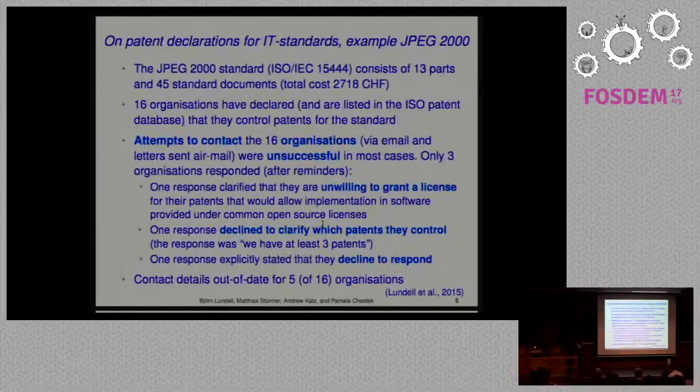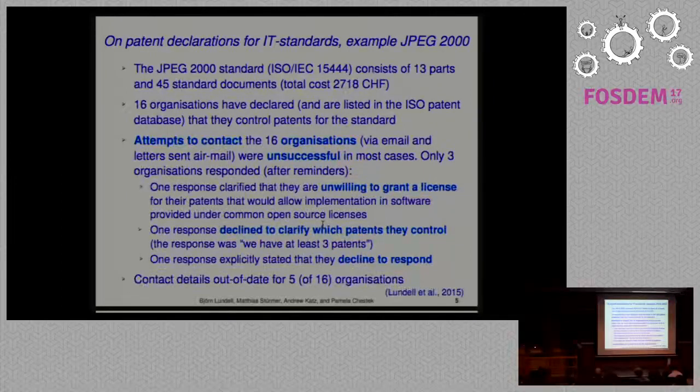To give you one example of what we have looked at in another study, we have tried to obtain clearance on a specific standard, which is an ISO standard. We tried to contact all the organizations that control patents on that standard. And as you can see from this overview slide, the outcome was not so positive. First, there are 18 organizations that have declared that they control patents on that specific standard. And we were able only to get in contact with 3 of them.